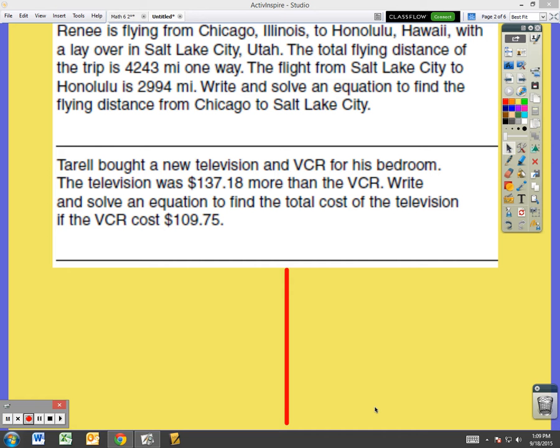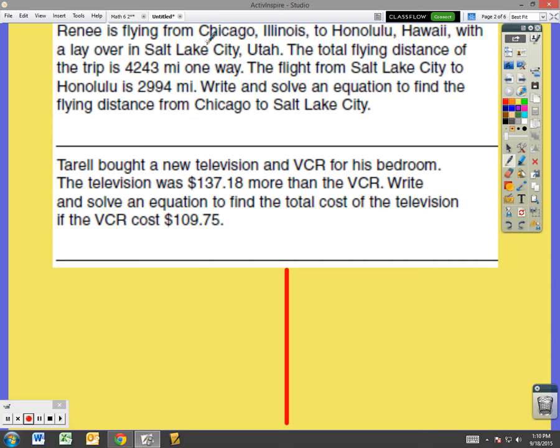Renee is flying from Chicago, Illinois to Honolulu, Hawaii with a layover in Salt Lake City, Utah. The total flying distance of the trip is 4,243 miles one way. The flight from Salt Lake City to Honolulu is 2,994 miles. Write and solve an equation to find the flying distance from Chicago to Salt Lake City.